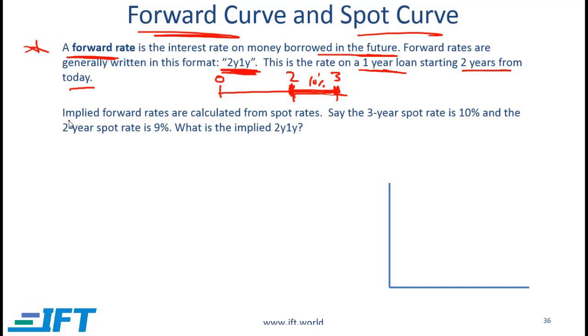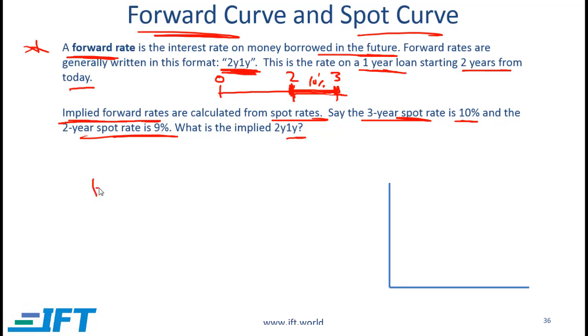You also need to understand this concept of an implied forward rate. Implied forward rates are calculated from spot rates. And we'll work through a simple example. Say the 3-year spot rate is 10% and the 2-year spot rate is 9%. What is the implied 1-year rate after 2 years? We need to be able to do this, and I'll show you how.